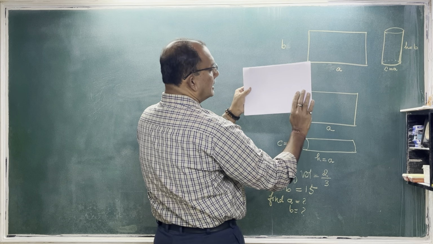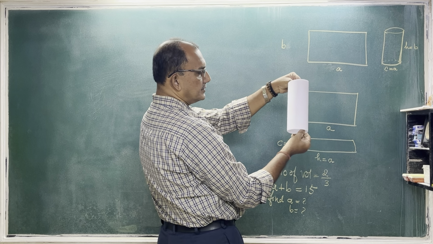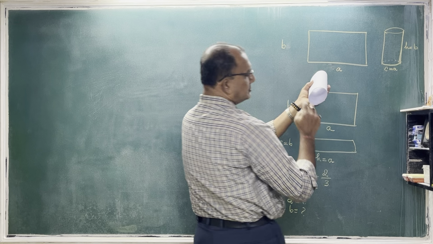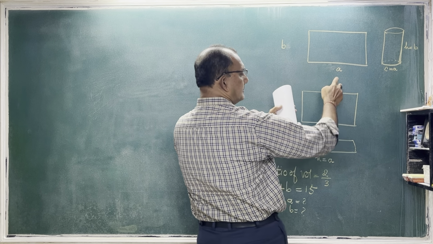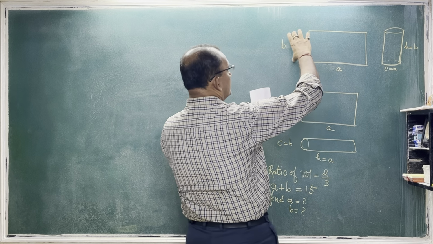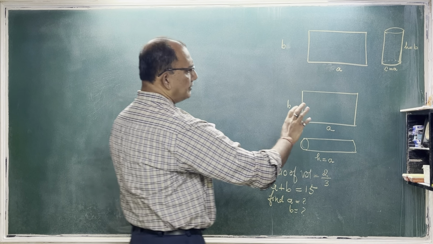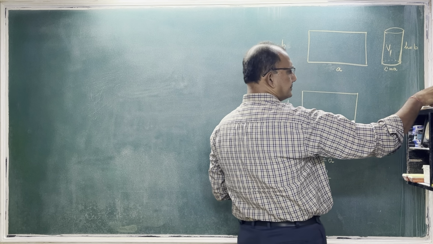Now this paper, I can fold it in this particular form to get a cylinder. Is it right? So this is how I can get a cylinder which will have its circumference C equal to A and height which is going to be B. So it will have its own volume. Suppose we'll consider this volume is V1.